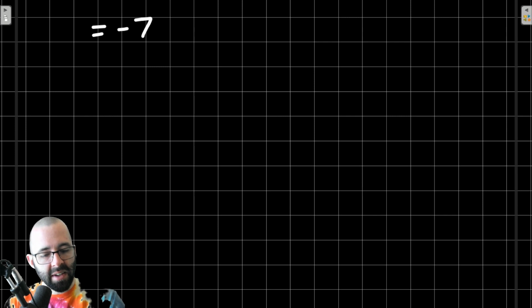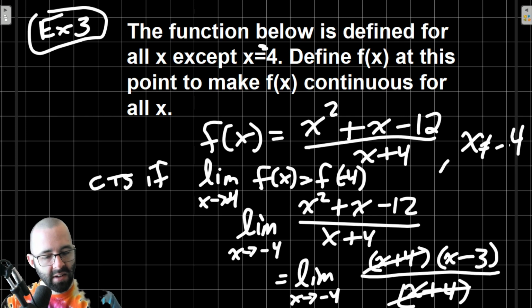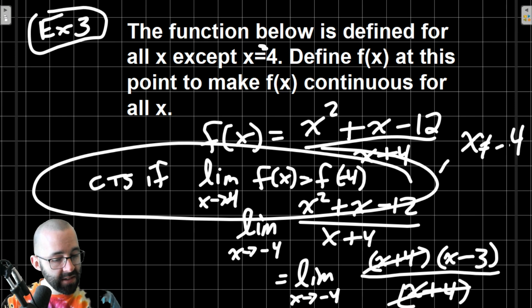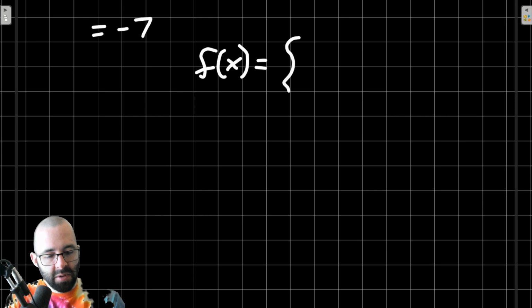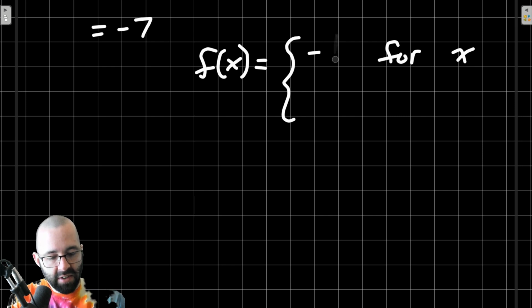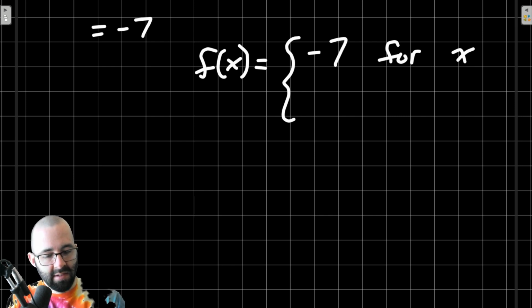So we said the limit is -7. It's continuous if the limit equals the function value. So all we need to do is say, well, if f of -4 is -7, then we have continuity. That's what we're going to do. We're going to say f of x is equal to -7 if x is equal to -4.